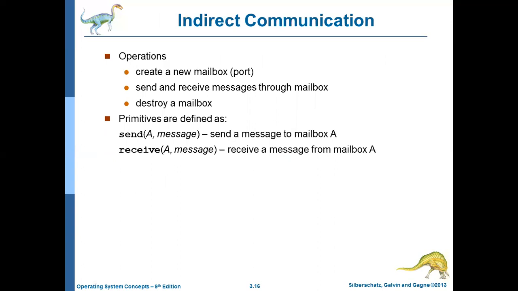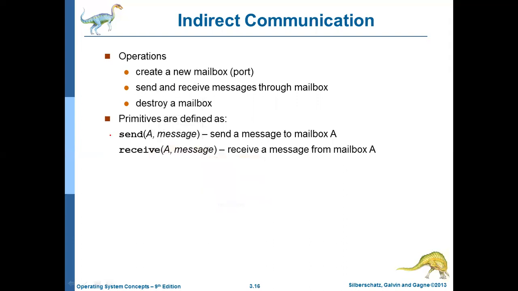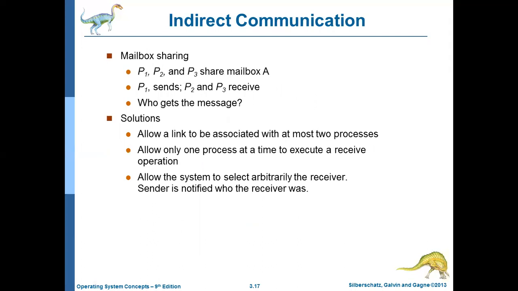This is how in indirect communication your message is going to be transferred. You first create a mailbox. After creating the mailbox, you send and receive messages through the mailbox. And once it is done, you delete the mailbox. The send and receive messages are defined in this manner. The A written here represents the mailbox. So send(A, message) means you send a message to the mailbox, and receive(A, message) means you receive a message from the mailbox. So this is how indirect communication takes place.